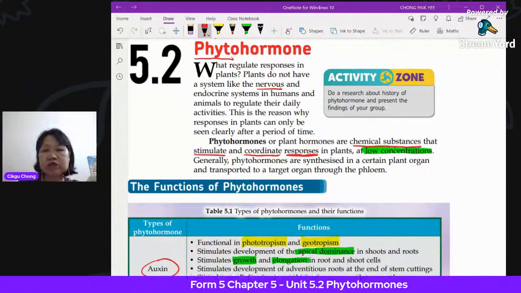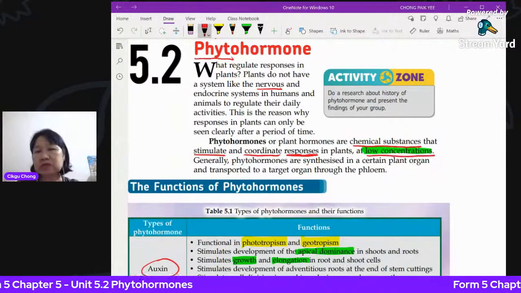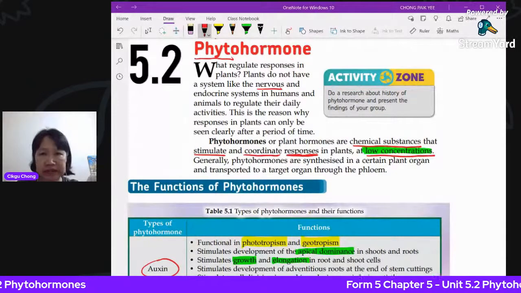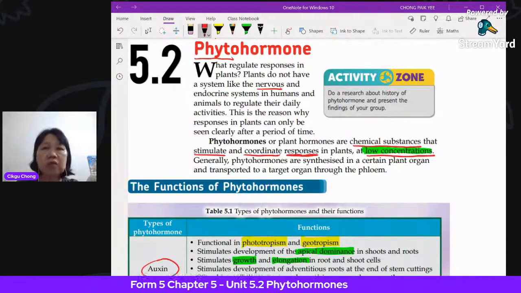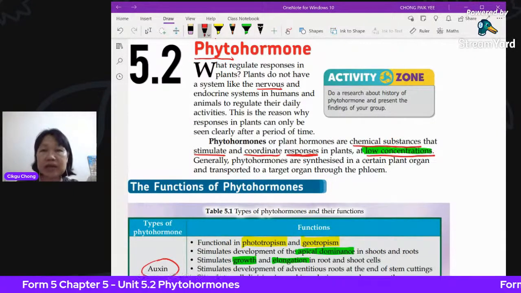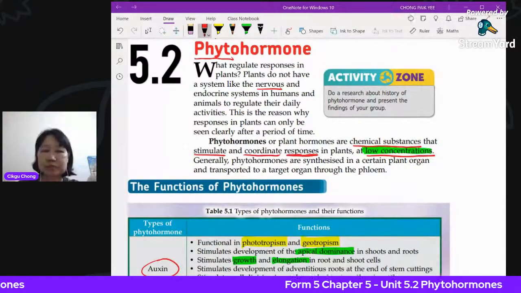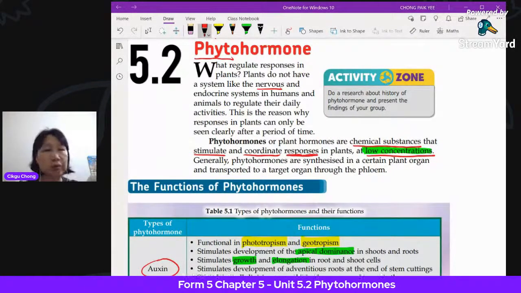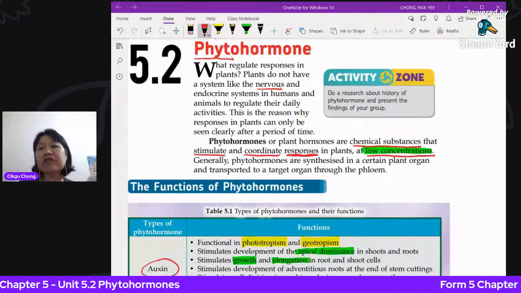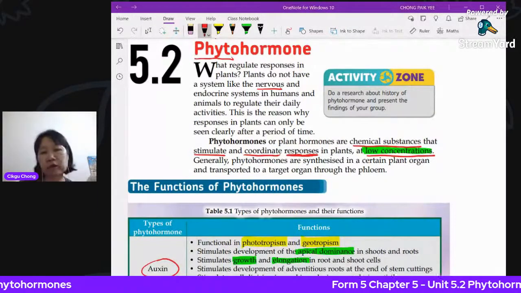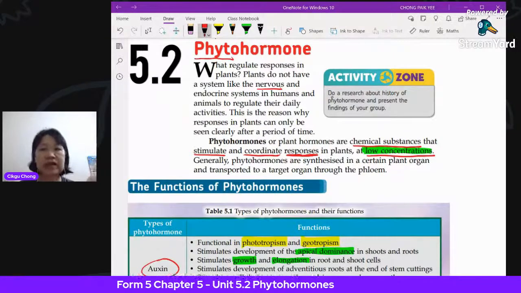Okay, and usually hormone, as you learned last year, one of the characteristics is they are produced in low concentration. So you just need a little bit of the hormone, but the effect is there already. You don't need a lot of it. Hormones are secreted in minute quantities, but are able to produce the desired result. Usually the phytohormones are synthesized in one part of the plant, and carried to the other part of the plant through the phloem. So the phloem also carries hormones besides food and other organic substances.